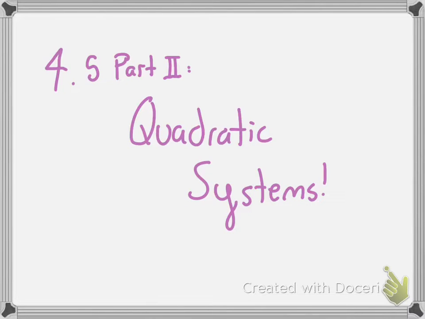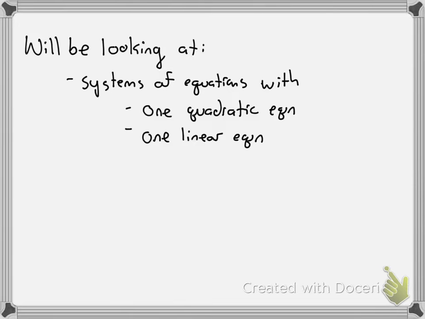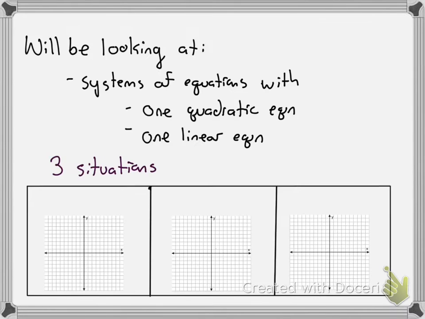In the second part of 4.5, we're going to be talking about quadratic systems. What that exactly means is that we're going to be looking at systems of equations in which one of the functions is a quadratic equation or a parabola, and the other equation is linear. When we look at those, you could have three different types of situations or solutions.